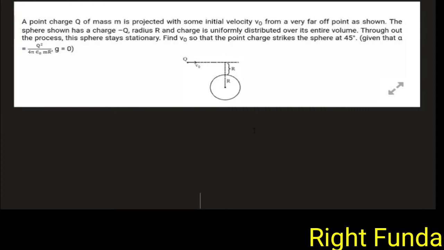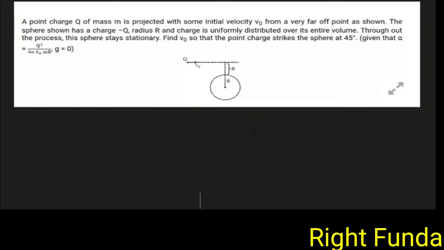The sphere shown has a charge of minus q, radius r, and the charge is uniformly distributed over its entire volume. Throughout the process, the sphere stays stationary. It's given that the sphere stays stationary. Find v0 so that the point charge strikes the sphere at a 45-degree angle. Take gravity to be zero. Gravity is to be neglected; only the electrostatic force is to be considered.